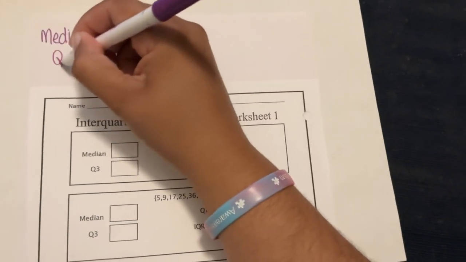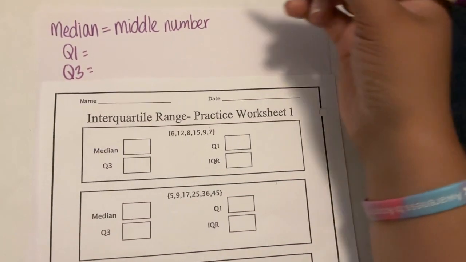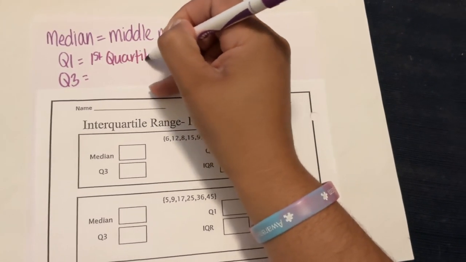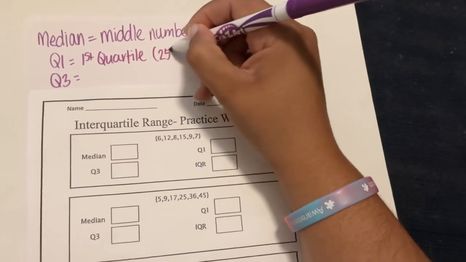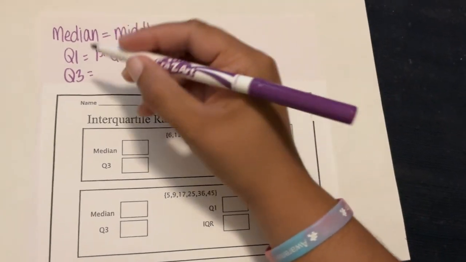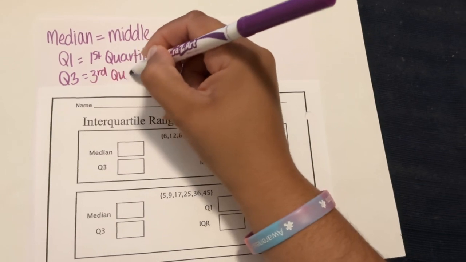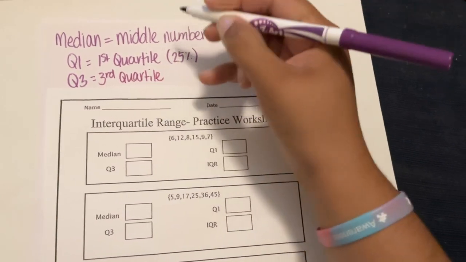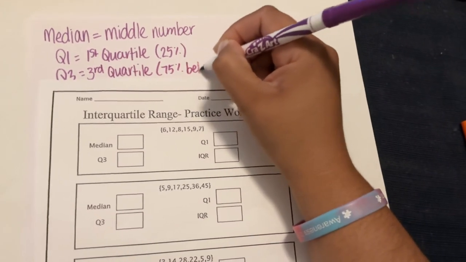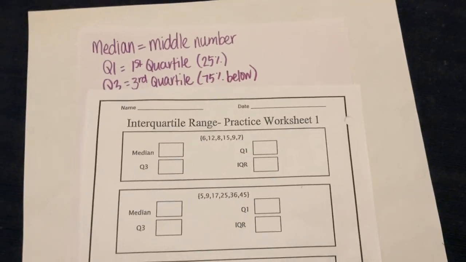Now, we previously learned what Q1 and Q3 are. Q1 stands for first quartile, or the lower 25% of your data set. Quartile 3, Q3, that's your third quartile, and it typically lies at 75% of your data set. These two percentages will come in handy later in the next video.